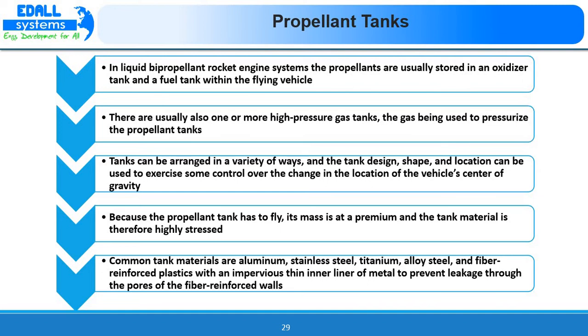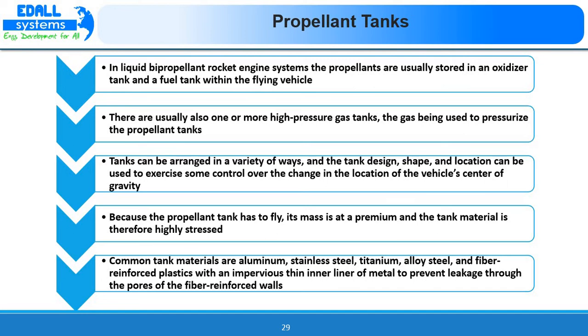These tanks can be arranged in a variety of ways, and the tank design, shape, and location can be used to exercise some control over the change in the location of the vehicle's center of gravity. So there are these factors which have to be taken care of when we are selecting a propellant tank. This is because the propellant tank has to fly. Its mass is at a premium and the tank material is therefore highly stressed. This is the important area where we have to focus when selecting a propellant tank, because it is the area where high stresses will act, as there is a strong pressurization system connected.